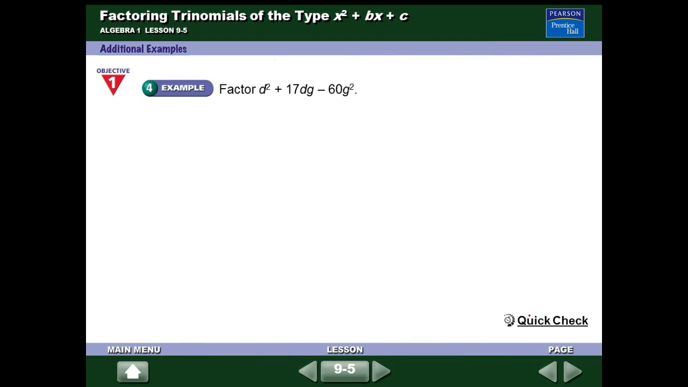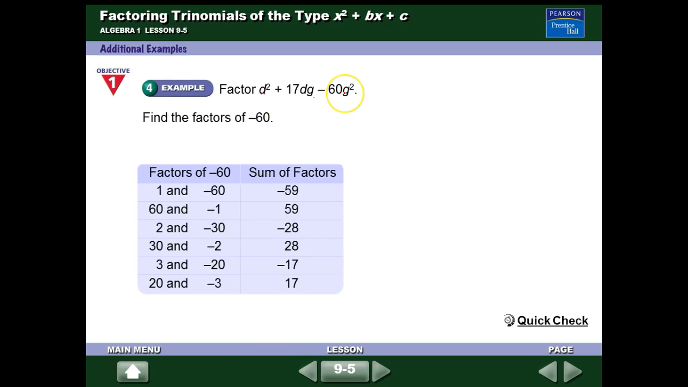Our last example today is looking at when we have both a d and a g. So we don't have just one variable, now we have two. So what are we going to do? Still find the factors of my c, sorry. Find factors of this that add up to a positive 17.